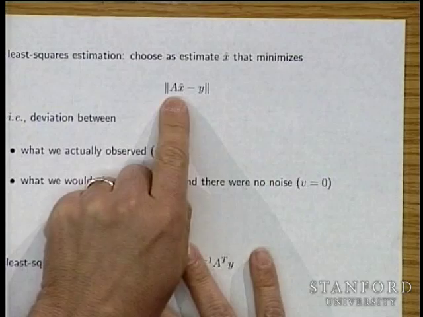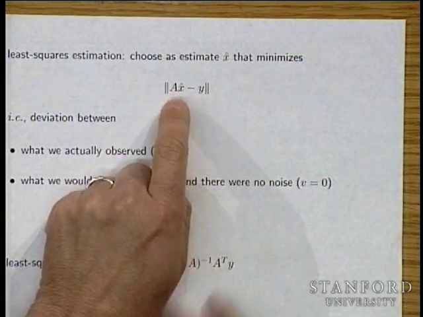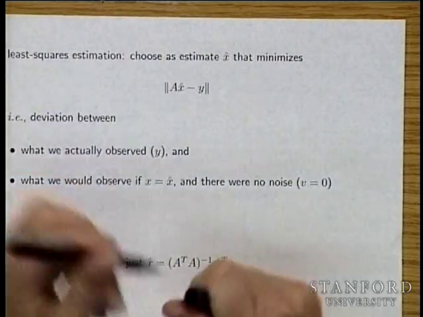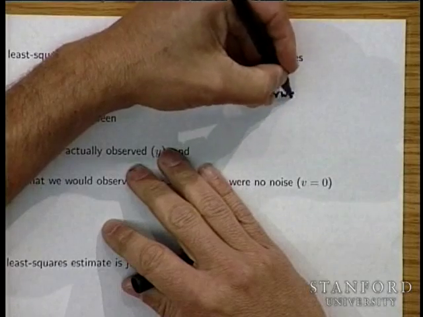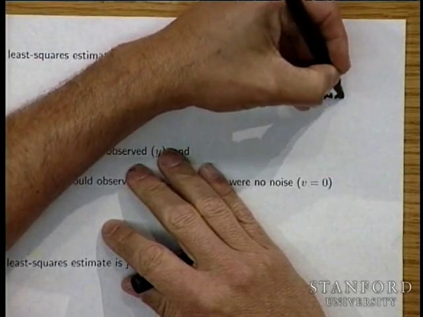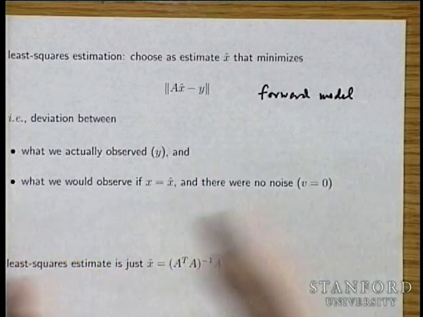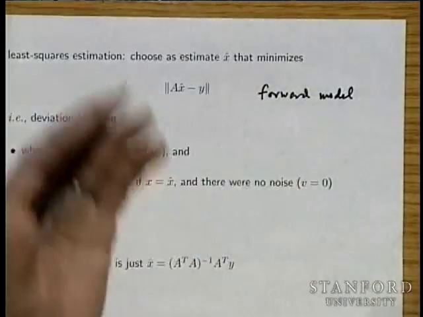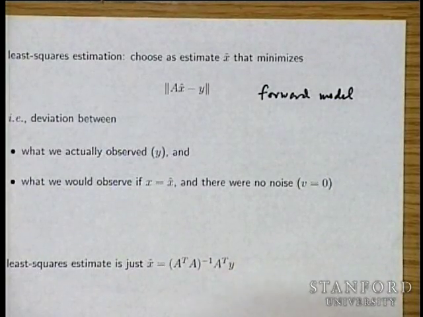Oh, by the way, in a lot of fields, A times x is sometimes referred to as the forward model. Okay, that's a good term. So it's the forward model, and basically it's something that maps x into ideally what you would get, what sensors you would see if your sensors were flawless and perfect.